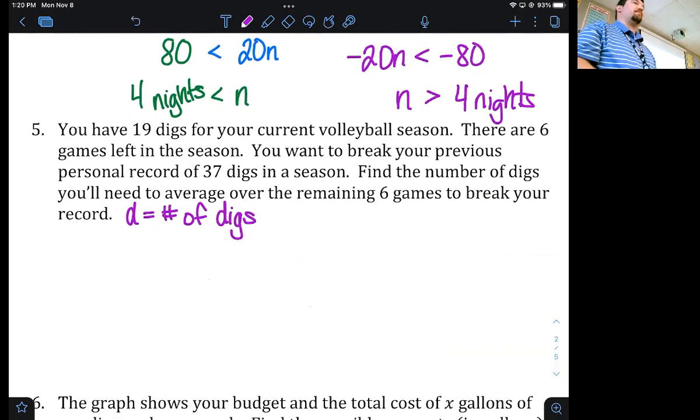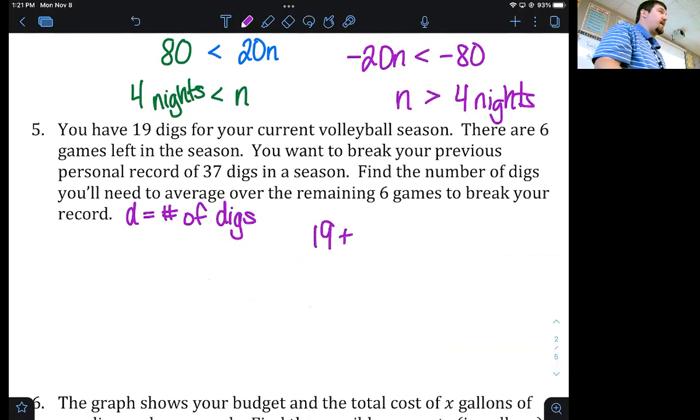So let's start with this. How many do I have right now? 19. And I'm going to get some more. It wants to know the number of digs you'll need to average. So how many digs am I going to have to get each game?